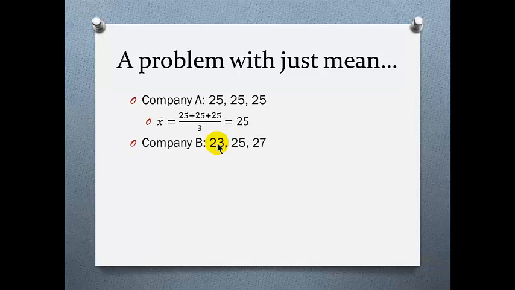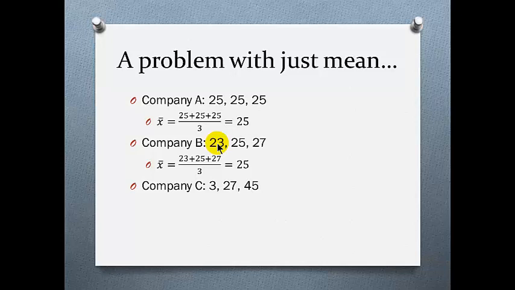Well, what about another company? Another company has 23 employees, then 25 employees, then 27 employees. The average is 23 plus 25 plus 27 divided by 3, which is 25. We can even take a more extreme situation. A third company has 3 employees one year, 27 employees the next year, and 45 employees the next year. Business is booming for Company C.